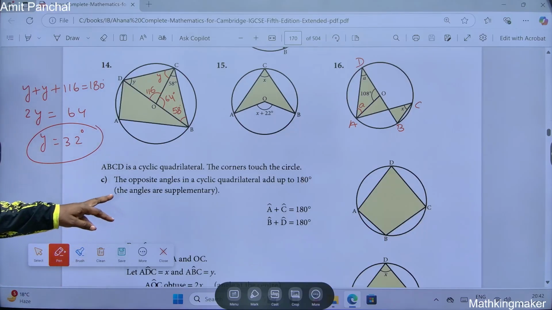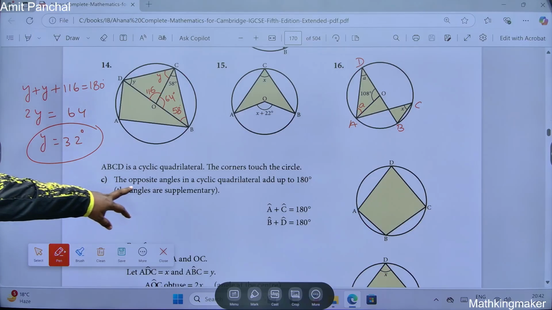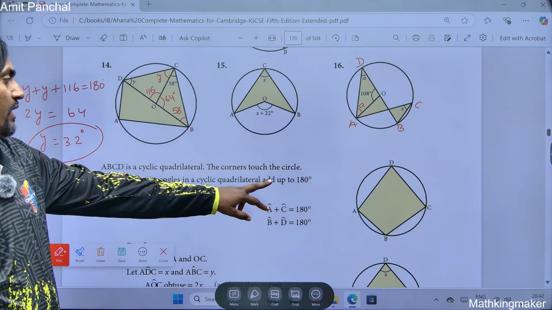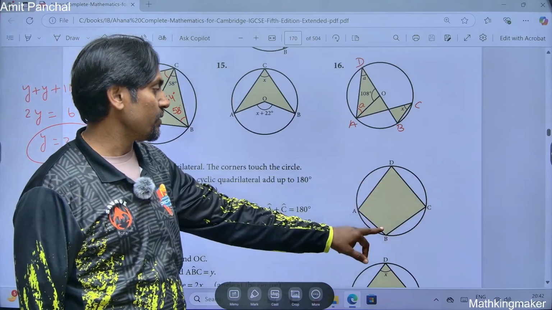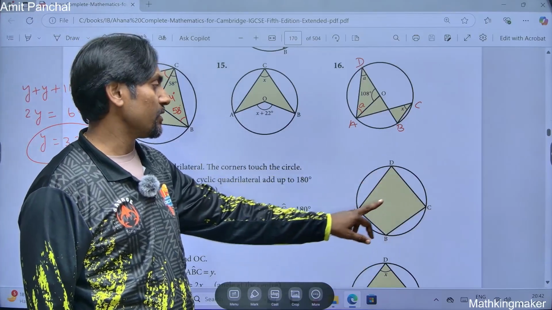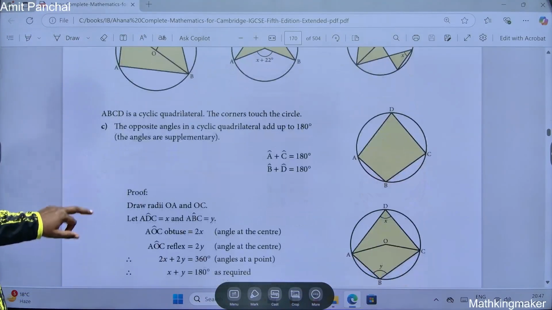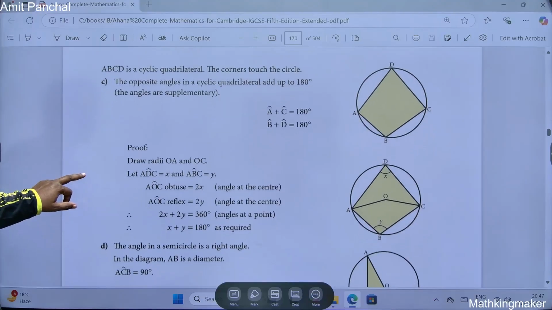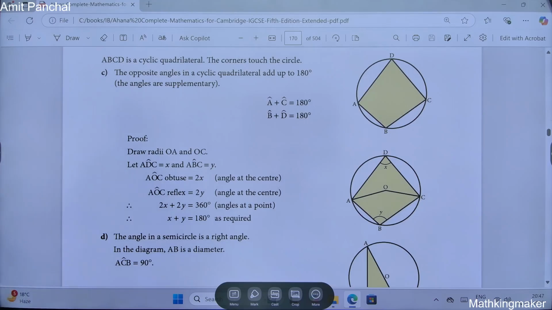And I told you this part already. I told you the opposite angles in a cyclic quadrilateral add up to 180 degrees. That means D plus B is 180, and C is also 180. Okay. So we need to give proof of this theorem. So how are we going to prove it?